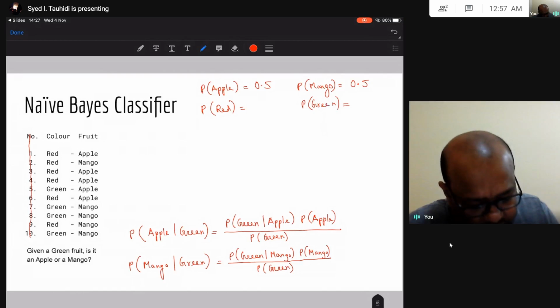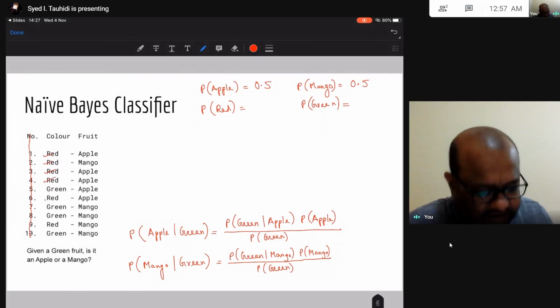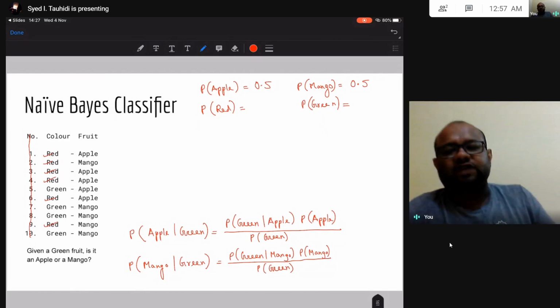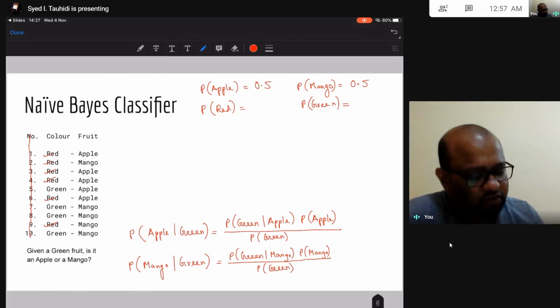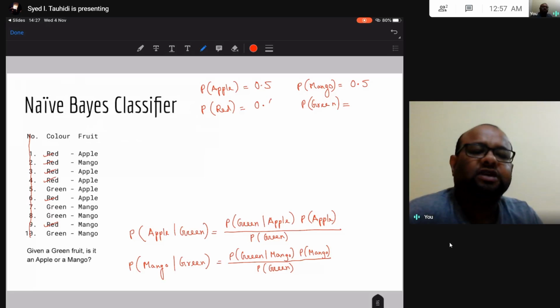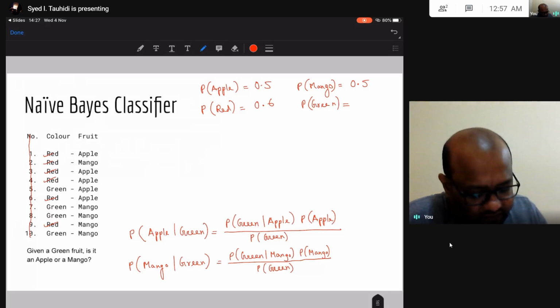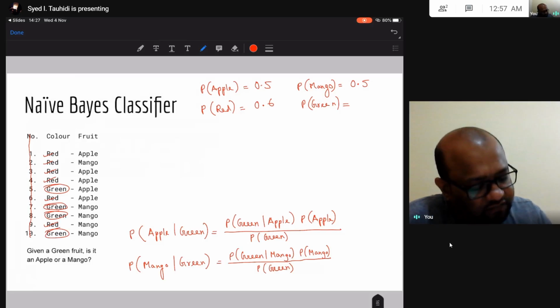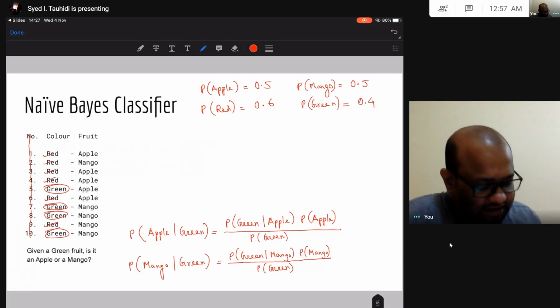So 1, 2, 3, 4, 5, 6. Out of these 10 data points, 6 of them are red. So there is a 60% probability that my fruit is red. The probability of red is 60%, and therefore there are 4 fruits that are green. So out of 10, 4 are green, so there is a 40% probability that my fruit is green.